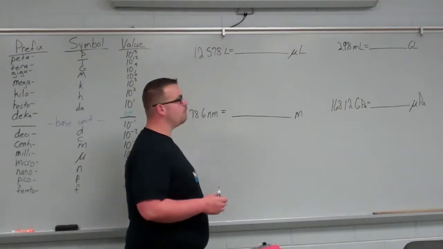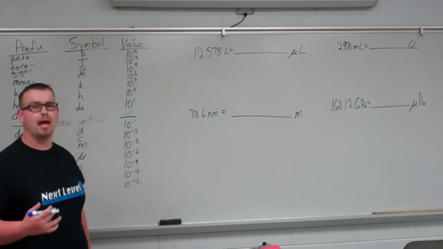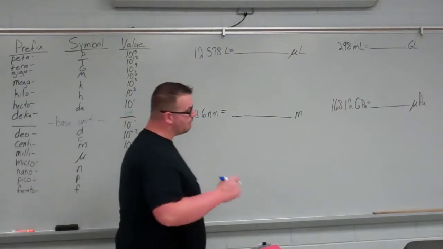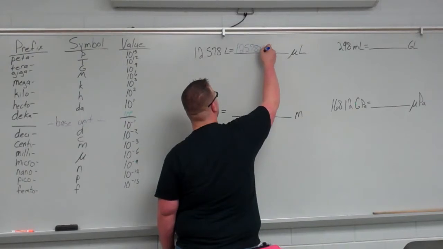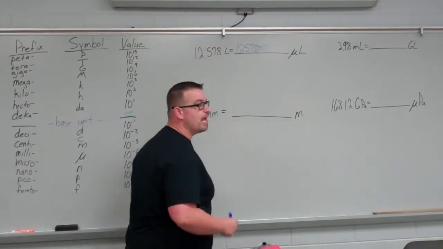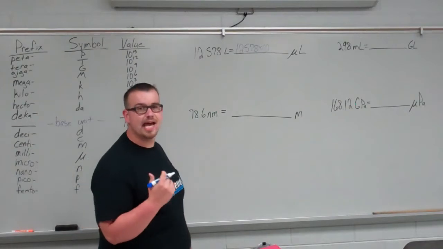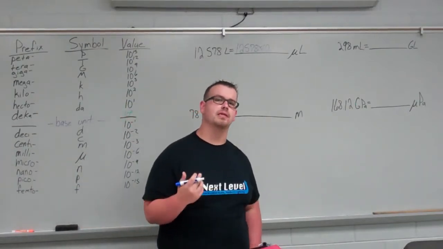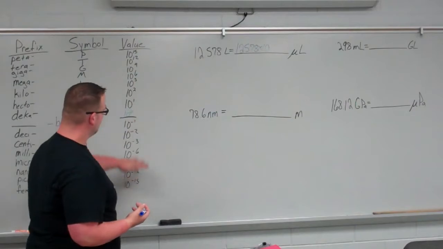I have 12.578 liters, and I want to know how many microliters that is equal to. Method 1 says write it down. It's going to be times 10 to something another. So we have to find out what that something another is. And remember how we do that. We take the exponent value from our table.